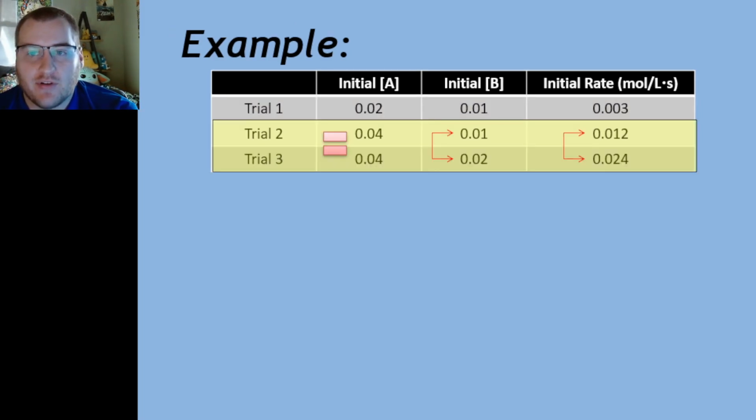Now we're going to look at the inverse. Between trial 2 and trial 3, I hold A constant. Then I double B, so I can see how just B influences the overall rate. When I double the concentration of B, my rate goes up from 0.012 to 0.024. It also doubles. So when I double B, my rate doubles as well. Therefore, it is first order with respect to B.